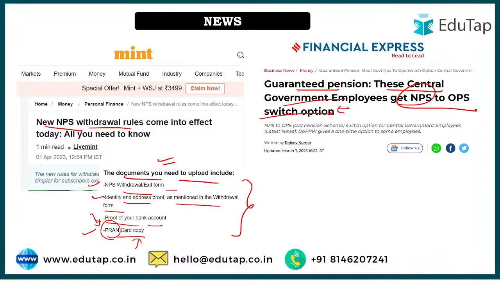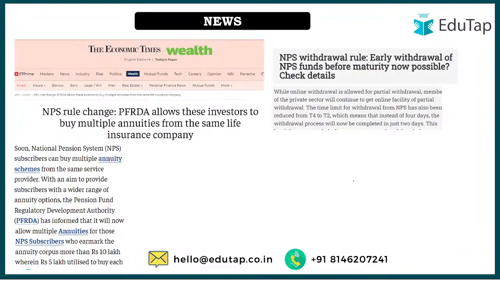So this is the one time switch option, please note it down. Next time we will cover OPS only, because there is a high chance a question can be asked, since it is in the news. Along with that, it is also related to pension. So that is why we will cover it in the next session. The next session, however, will be a revision session, and after that we will do OPS, okay? So we are going to do that.